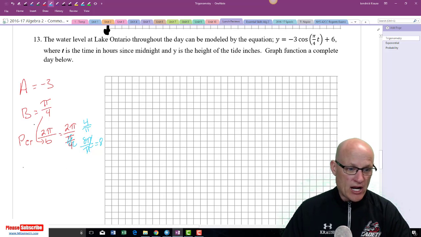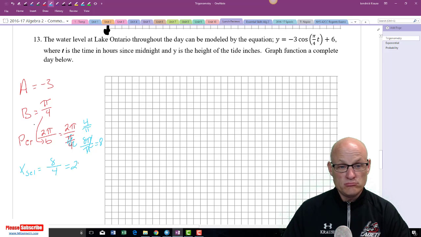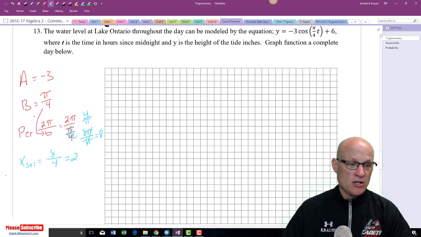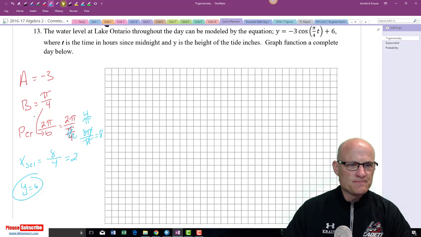All right. So now I go to x scale. My x scale is equal to period divided by 4, which is just 2. Okay. And my midline is y equals 6. All right. So let's graph this thing.